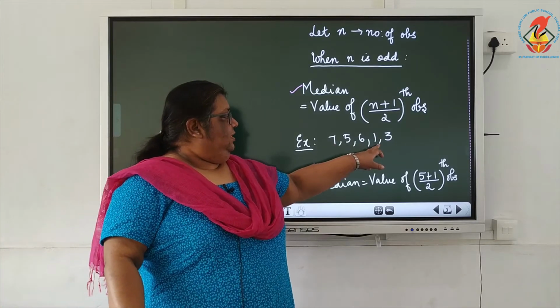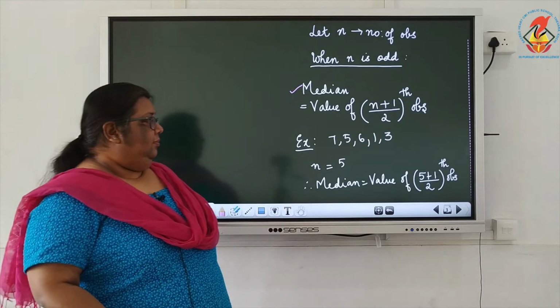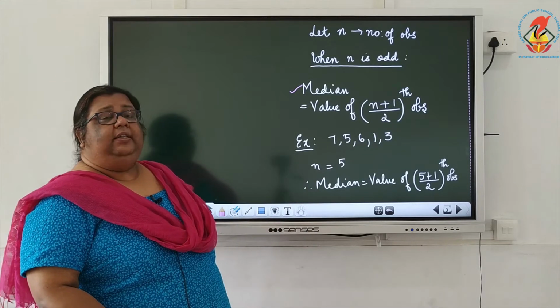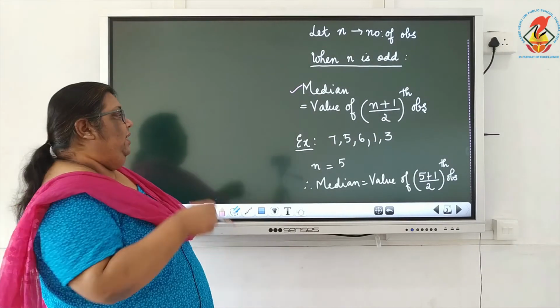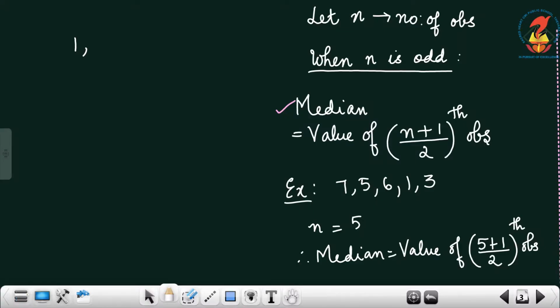7, 5, 6, 1, 3. Now here, is the data arranged in ascending or descending order? No. So we can arrange it first. Smallest number will be 1, 3, 5, 6, 7. N is equal to count: 1, 2, 3, 4, 5. There are 5 observations.